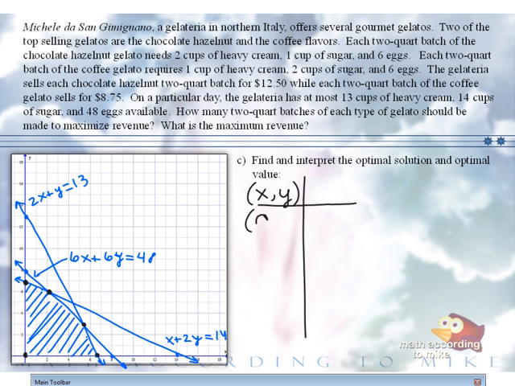What else? 8, 0? Not 8, 0. It doesn't touch the feasible region. 6.5, 0. 6.5, 0. And 0, 7. And then I'll just start writing 0, 7.